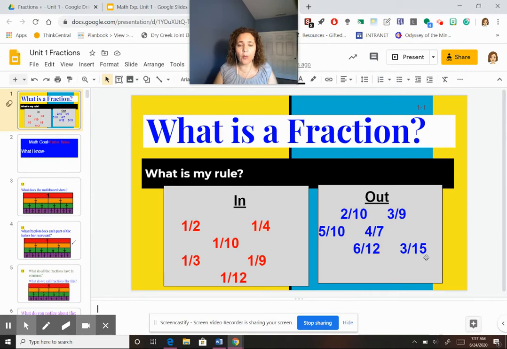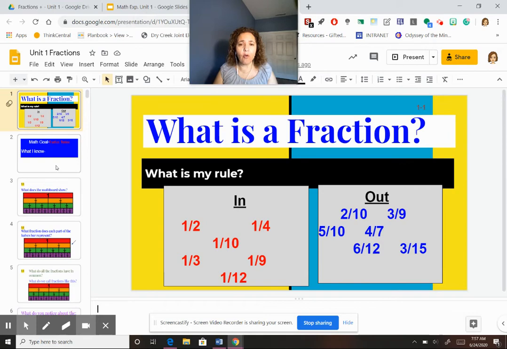All right, so if you said that my in rules all had a 1 in the numerator, you would be correct. These all have a 1 in the numerator, and the ones in the out do not have a 1 in the numerator. So today we are going to be talking about the instance when a fraction has a 1 in the numerator. There is a special name for it, okay?